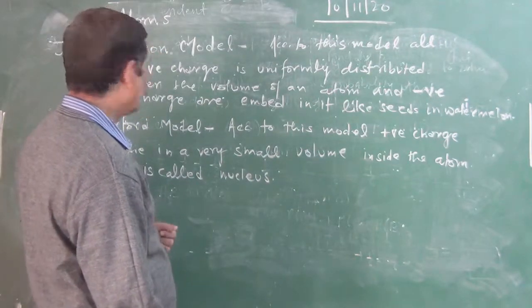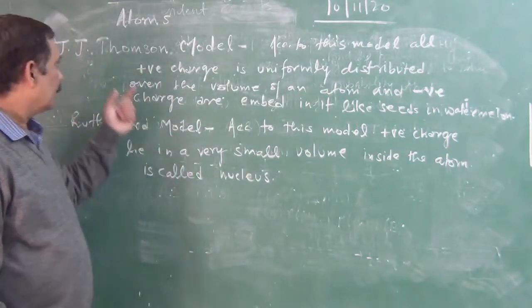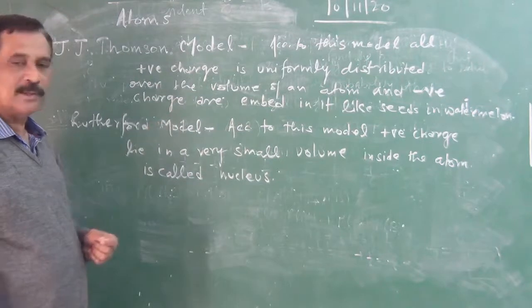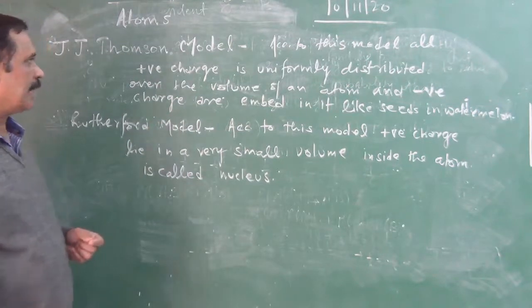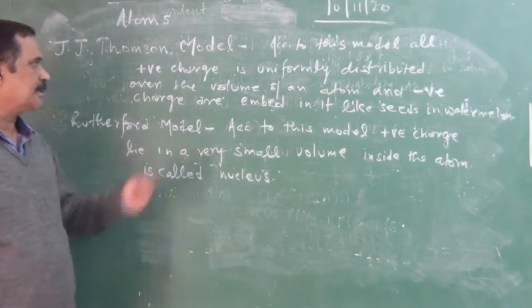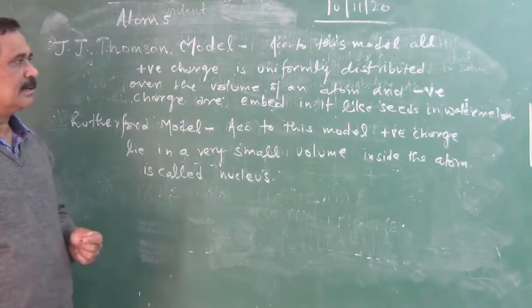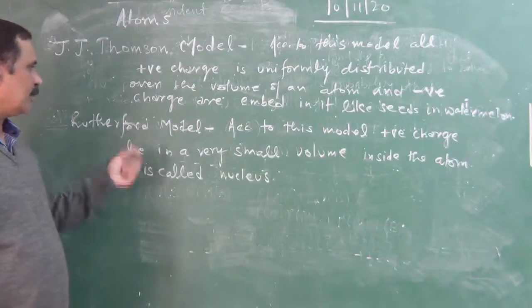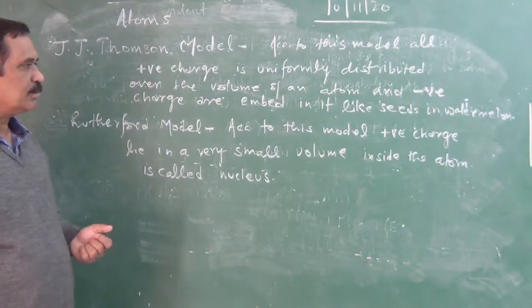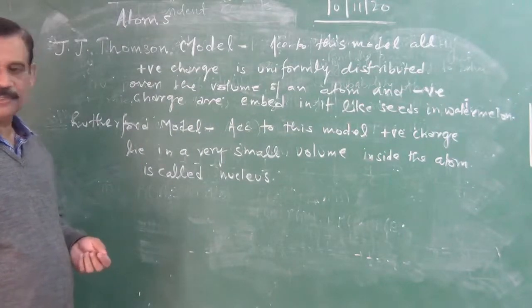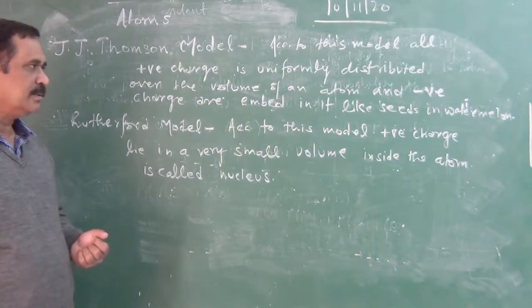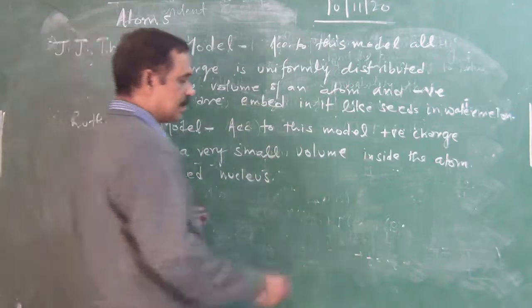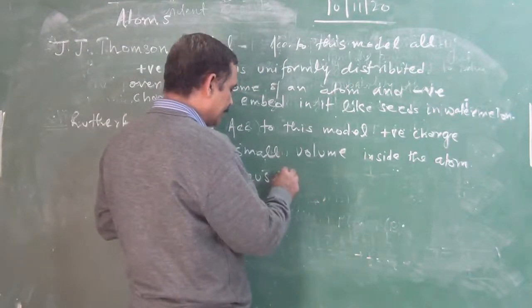Now, in the J.J. Thomson model, all positive charge is uniformly distributed over the volume of an atom, and negative charge is embedded in it, like seeds in a watermelon. And in the Rutherford model, positive charge lies in a very small volume inside the atom called the nucleus, with electrons in different orbits.